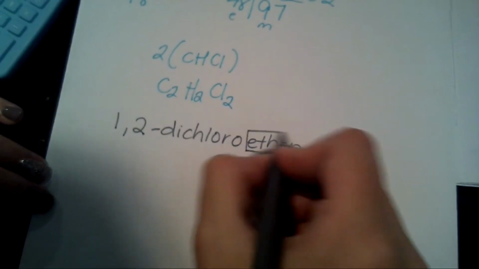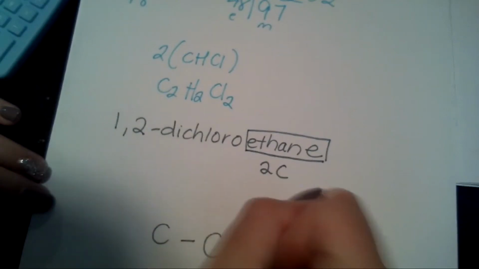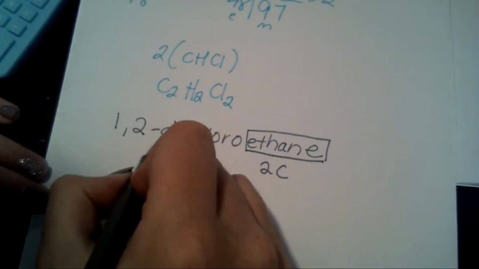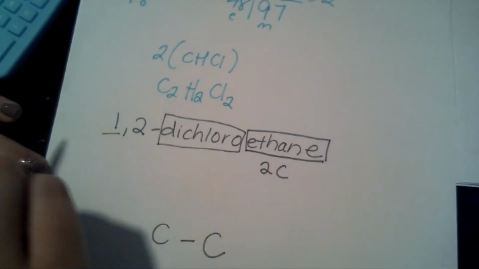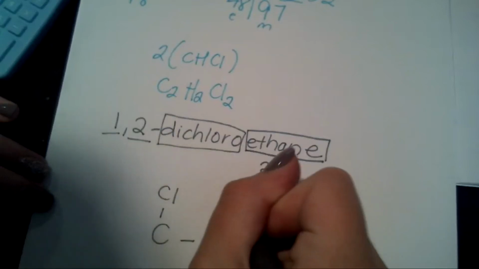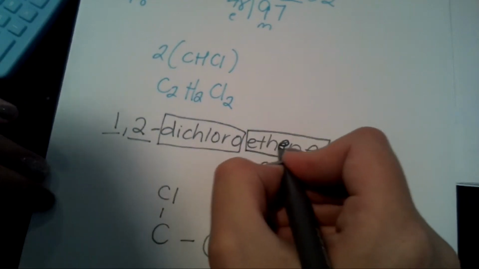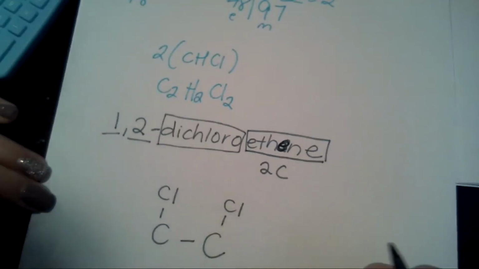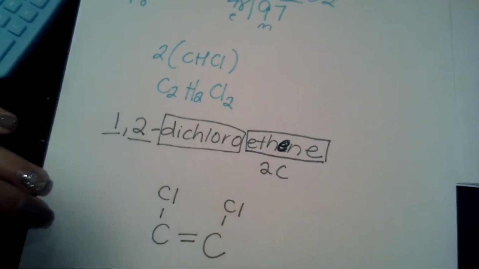Ethane means you have 2 carbons. I'm going to draw them. They're bonded together. It also told me dichloro. I have 2 chlorines, 1 on carbon 1, 1 on carbon 2. Oh, this is not ethane. This is ethene. That's why it's wrong. Okay, so this is ethene. Ene means that these carbons are double bonded.